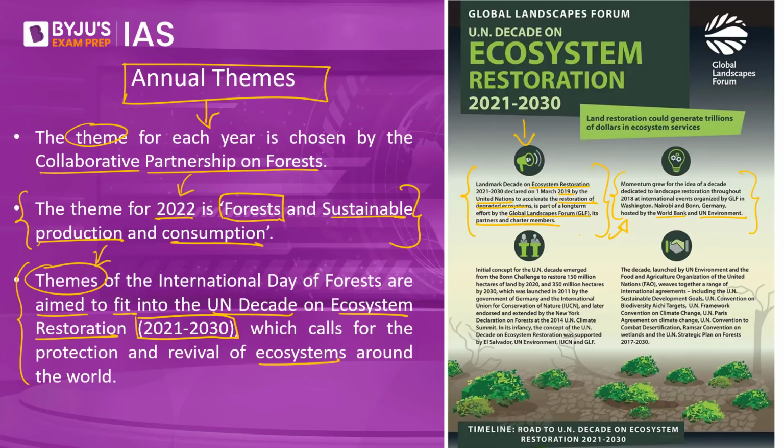And the concept of dedicating an entire decade for the restoration of forest ecosystems emerged from the Bonn Challenge, which aimed to restore 150 million hectares of land by 2020 and 350 million hectares of land by 2030. The goal of the Bonn Challenge is backed by the government of Germany along with the IUCN. And to ensure that these targets are achieved, the entire decade of 2021-2030 was declared as the UN Decade on Ecosystem Restoration, and it was launched by the UNEP and the Food and Agriculture Organization of the United Nations.